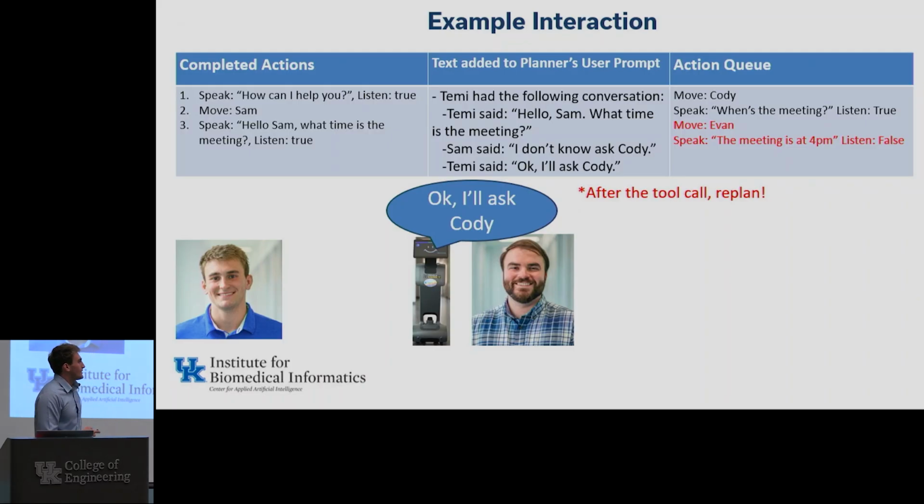The planner is able to realize, okay, we need to know what time the meeting is. Cody knows what time the meeting is, so we'll move to Cody and speak, when's the meeting. And with listen set to true, we've erased the previous action queue, but we'll say the planner hallucinated this new meeting time again. Now it's 4 p.m. instead of 2 p.m., but oh well, we're never going to get there. We add the conversation history to the user prompt, and then we replan after this tool call.